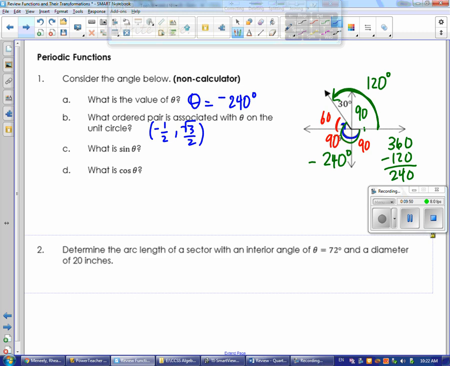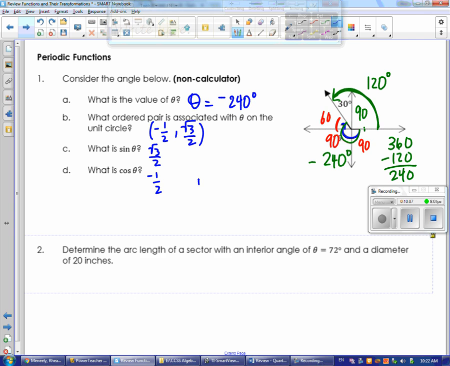And it asks for then the sine of theta. Remember, the sine of theta, if we're looking at the unit circle, is going to correspond to the y-coordinate of that point. So that's going to be the square root of 3 over 2. And the cosine then would correspond to the x-coordinate of the point, and that would be negative 1/2.